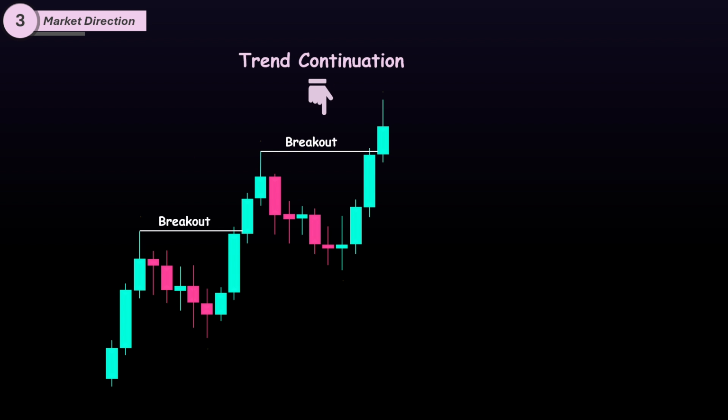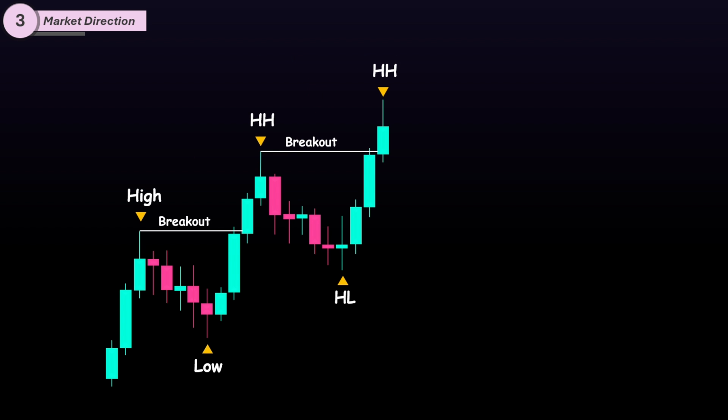When we see 1, 2, or 3 moves breaking above the previous structure, that tells us we're in a trend. If the price then forms another pullback and impulse, we have trend continuation. Now here comes a very important point. We mark the lowest point of the pullback as our swing low, but only after a break of structure happens.